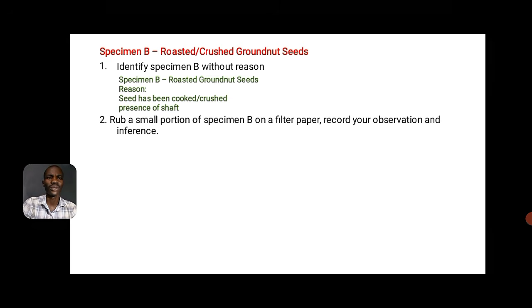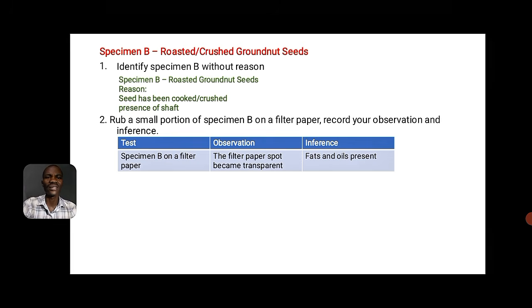Number 2, rub a small portion of specimen B on a filter paper. Record your observation and inference. Whenever you see something like this, the first thing that comes to your mind is that you are running a test, and this is a food test. This is one of the questions that usually comes out. So whenever you are answering this type of question, you are to create a table with 3 columns. The first column is the test, the second column is the observation, and the third column is the inference.